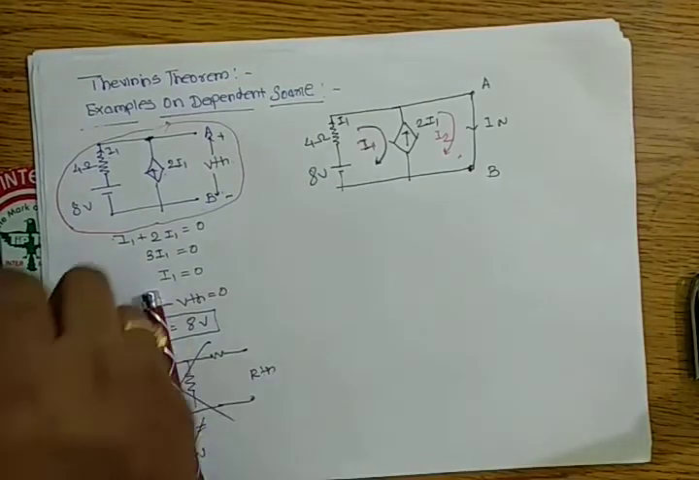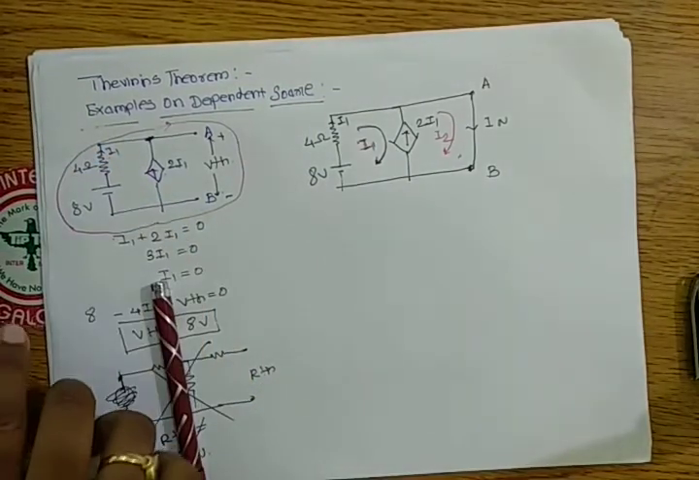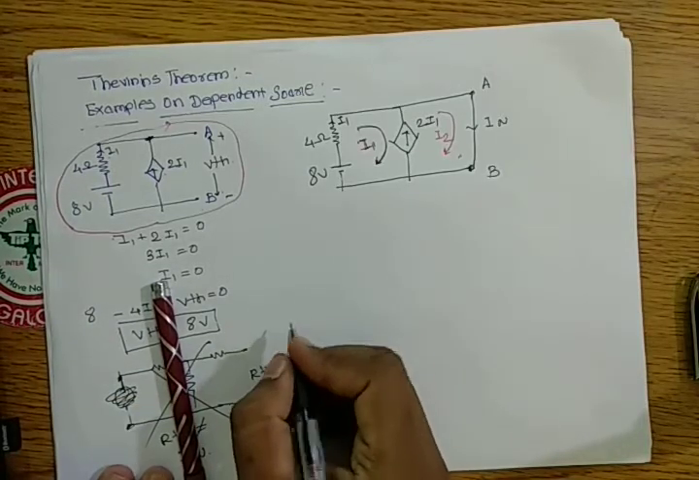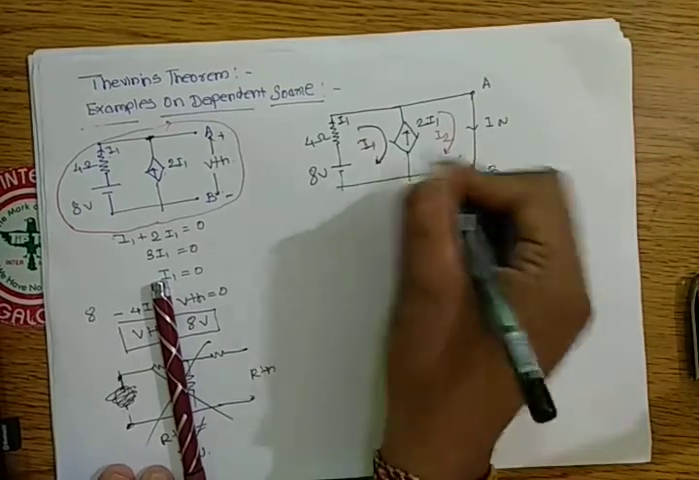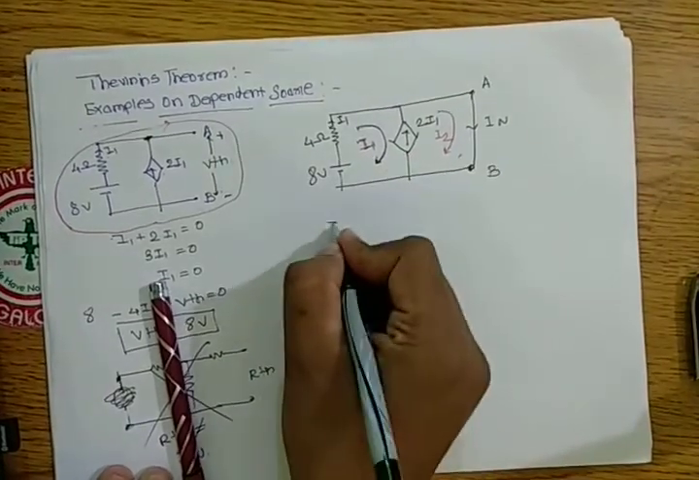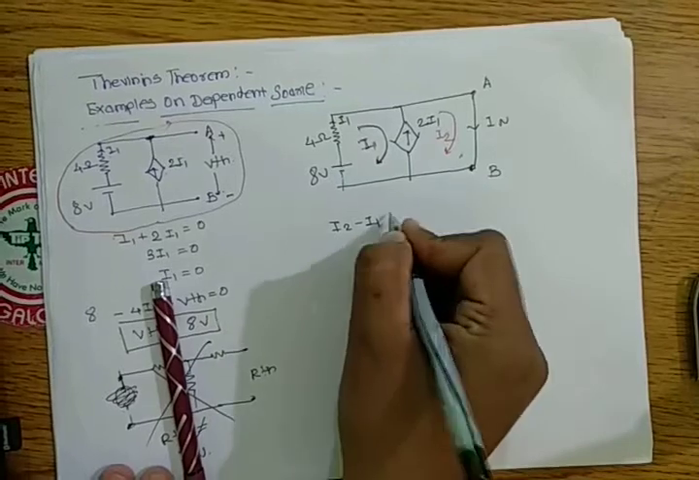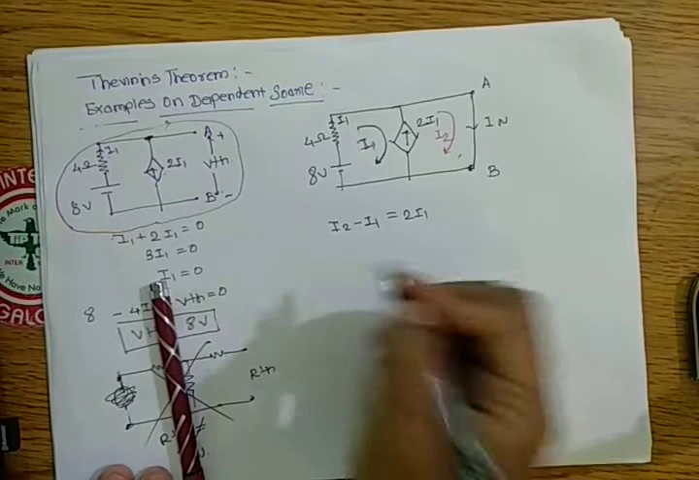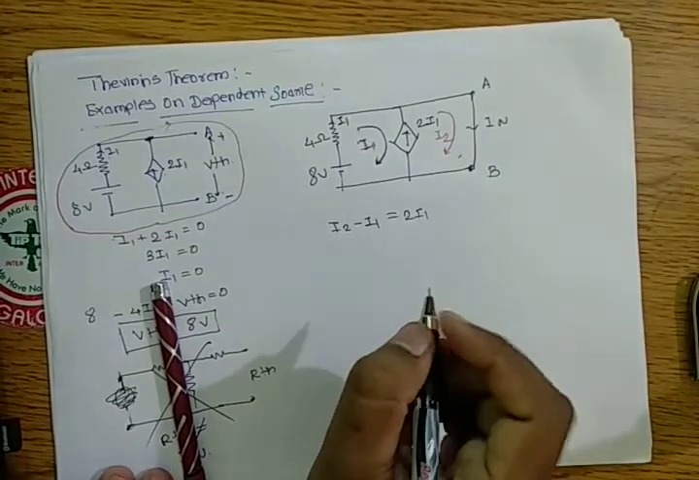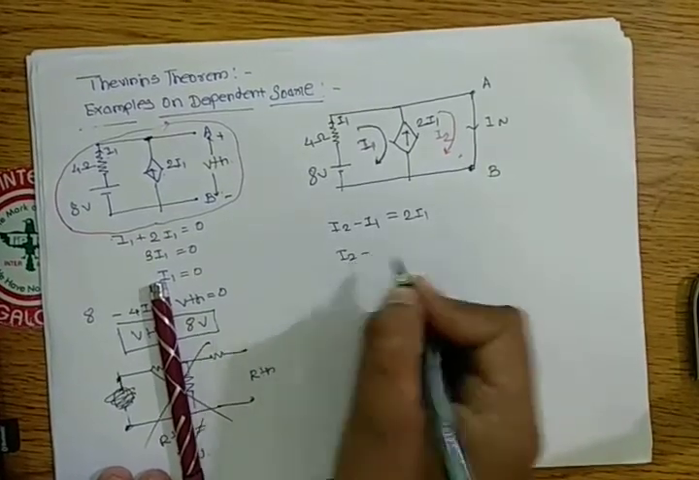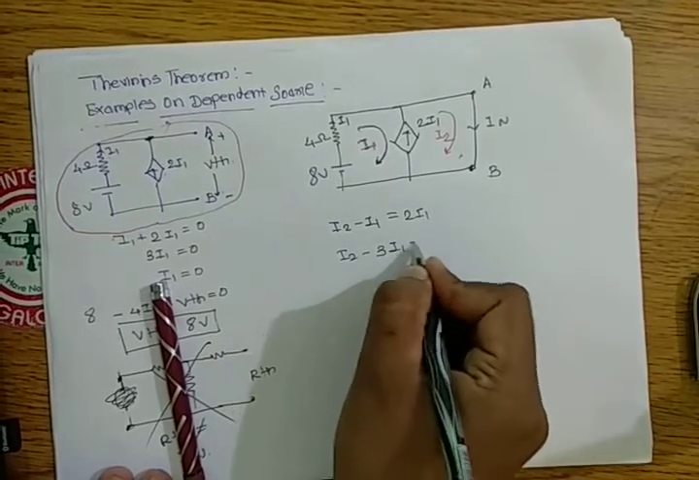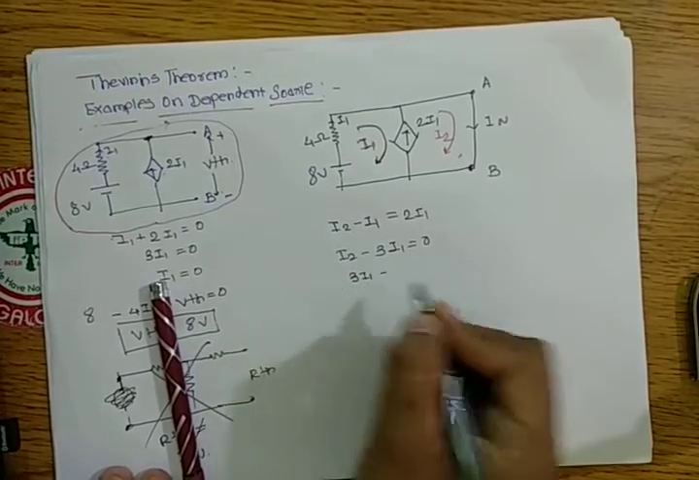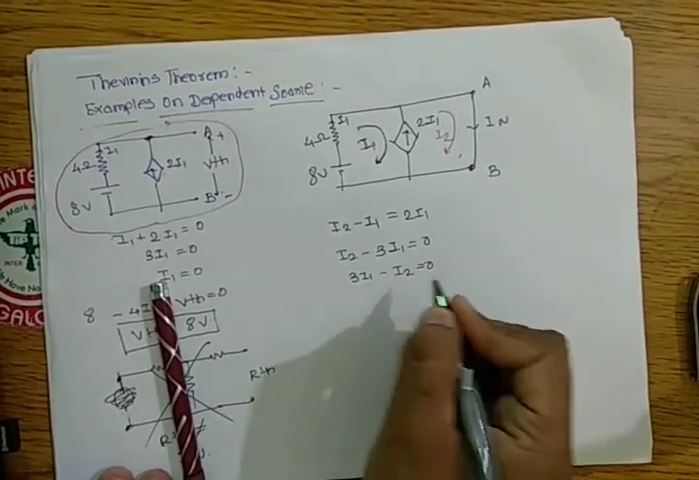Now we will write the KVL equation for this. So what is the KVL equation? First of all, I2 minus I1, since the I2 direction and the 2I1 direction are the same, that's why I2 minus I1 is equal to 2I1. So I2 minus I1 is equal to 2I1, that is I2 minus 3I1 is equal to 0. So 3I1 minus I2 is equal to 0.